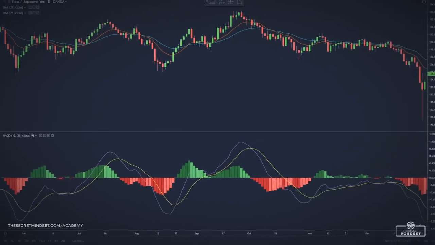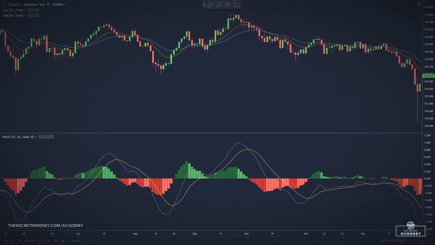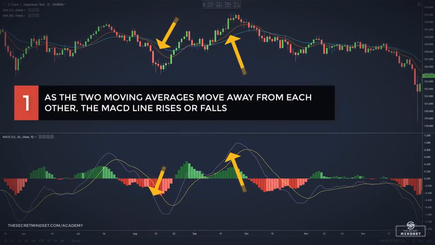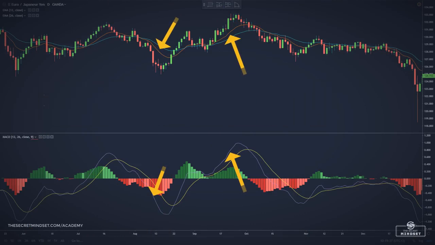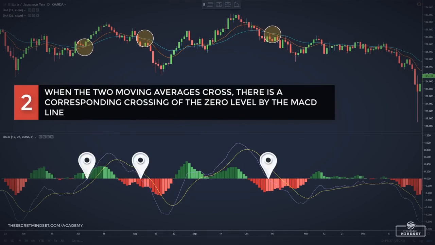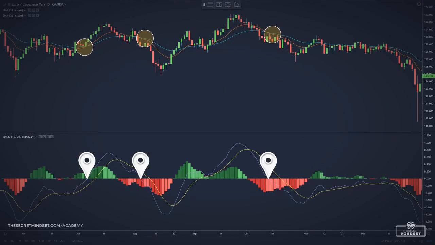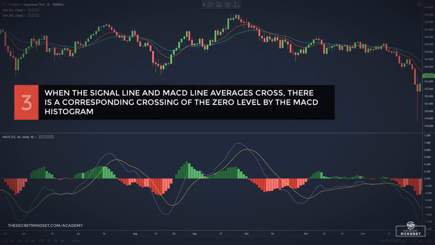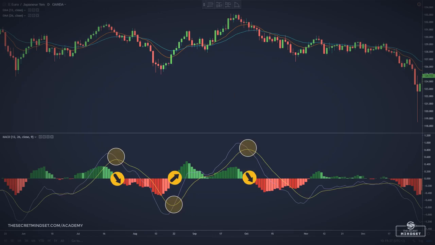Three things stand out from this chart. First, you can see that as the two moving averages move away from each other, the MACD line rises or falls. Second, you can see that when the two moving averages cross, there's a corresponding crossing of the zero level by the MACD line. Third, when the signal line and the MACD line cross, there's a corresponding crossing of the zero level by the MACD histogram.